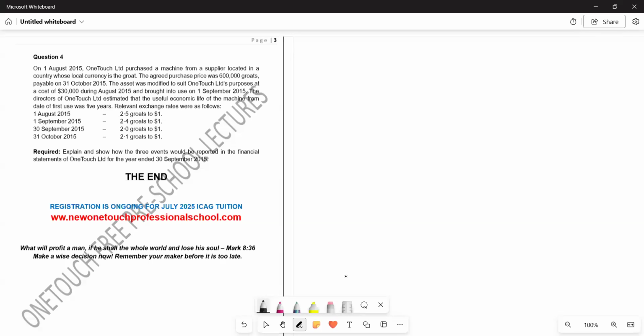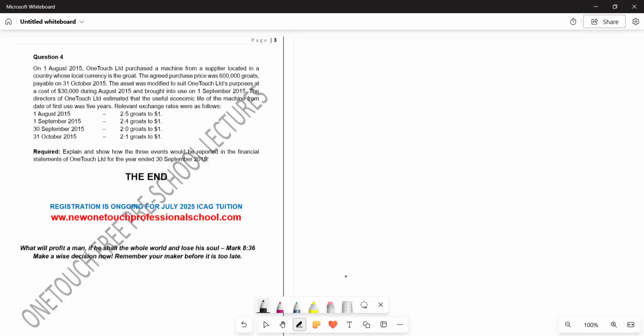So from the question, you can see clearly that we purchased it from a supplier whose local currency is the groat. So we are in the books of Onetouch. Our currency is the dollars, right? Yes, sir. And then the supplier's one is the groat, right? Yes, sir. Okay. So let's pick date by date.